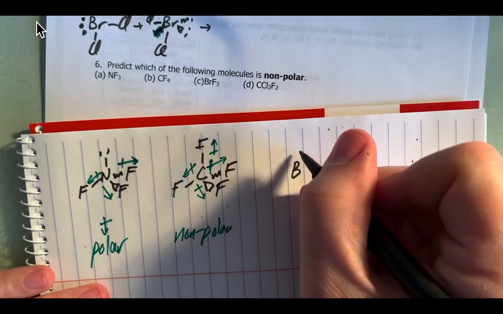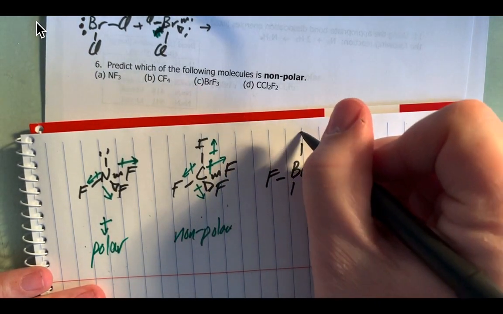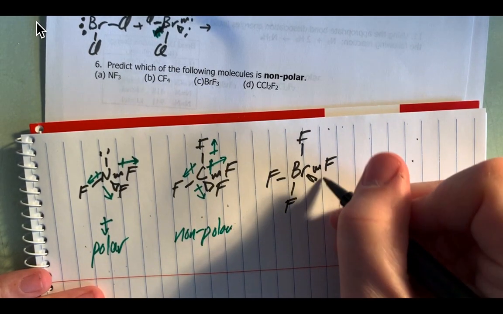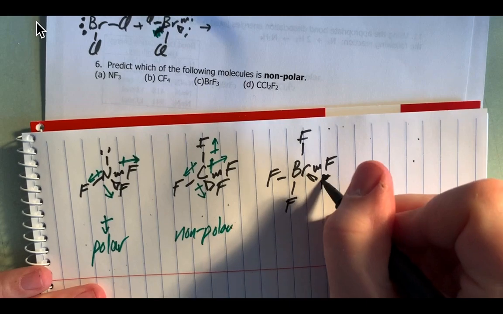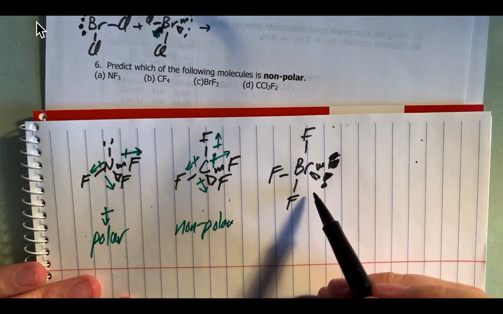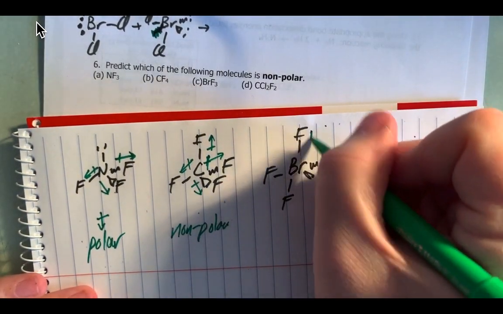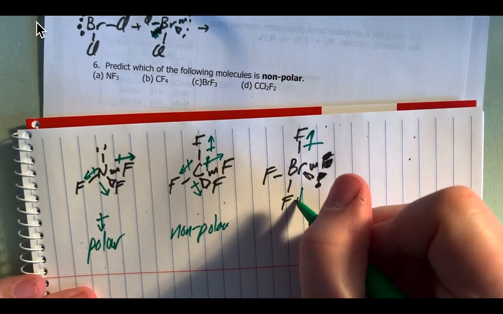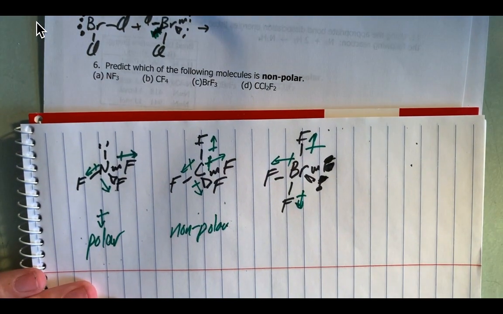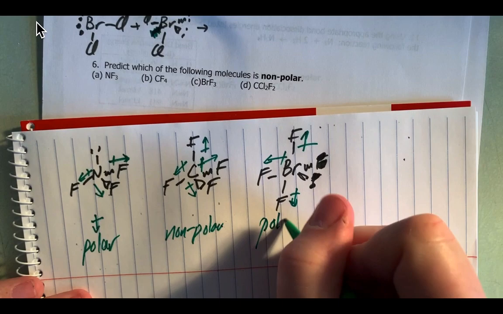Now we have BF3, BrF3. Okay, lone pairs here and here, BF bonds, and because this top one and this bottom one can cancel each other out perfectly, however, this BrF bond, there's no other bond to cancel it out, and so this is most definitely a polar molecule.